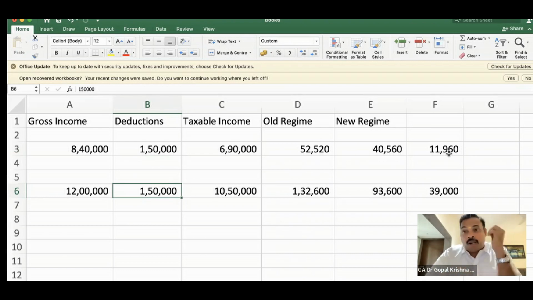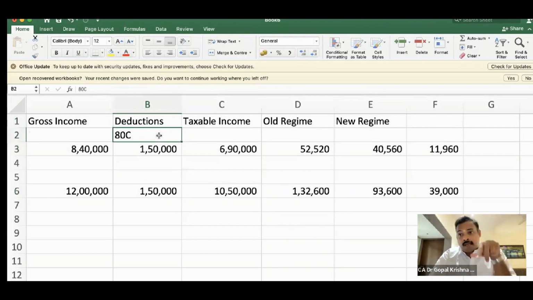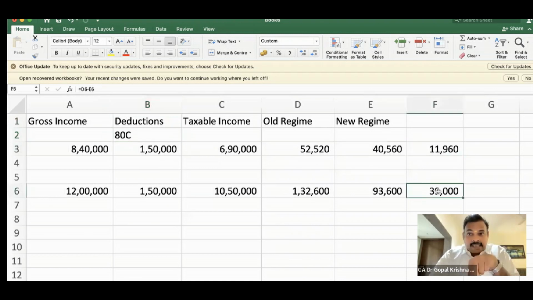Now, I only put 1,50,000 as deduction. There are other deductions also, because this is only 80C. Now, you may get deductions in addition to this 80C, like for example, your 80D insurance premium deductions, 80E, that is your education loan deductions, and 80G, your donation deductions. So the more the deductions, this gap will come down. So possibly the old regime will be better.